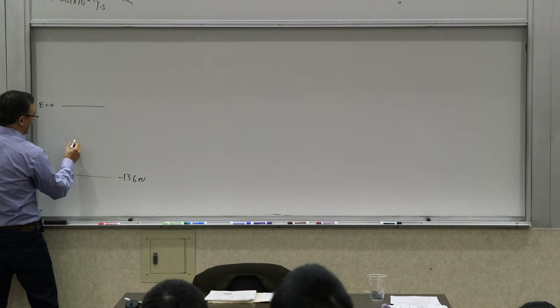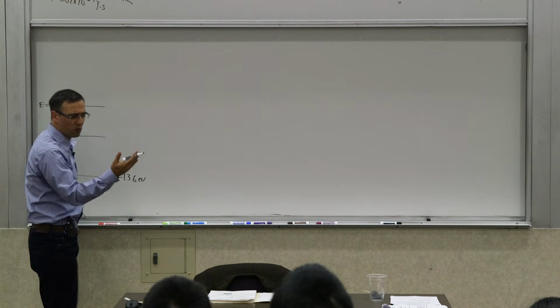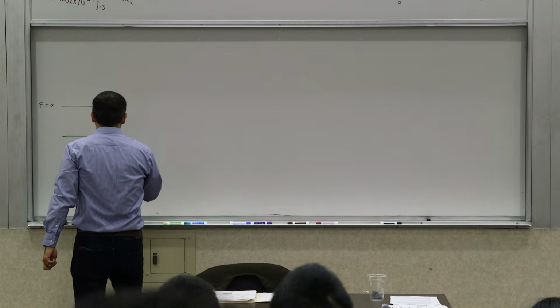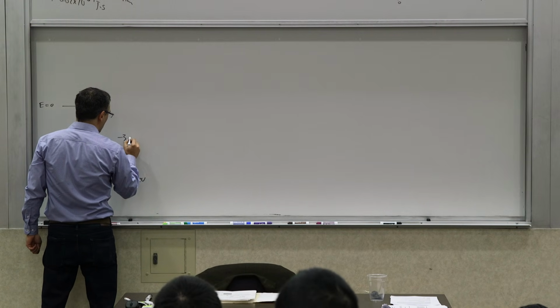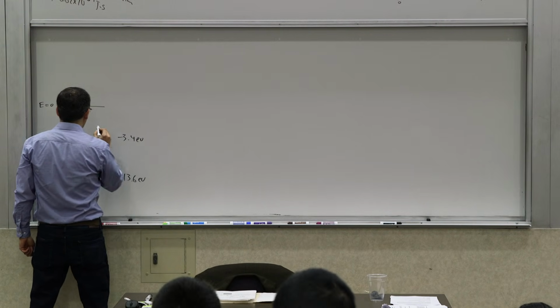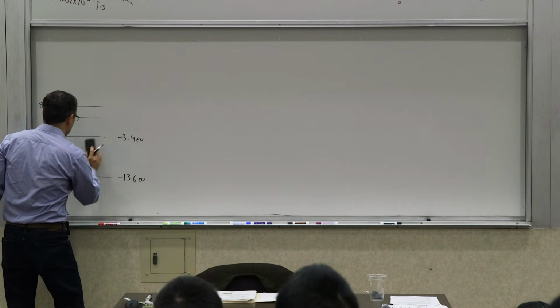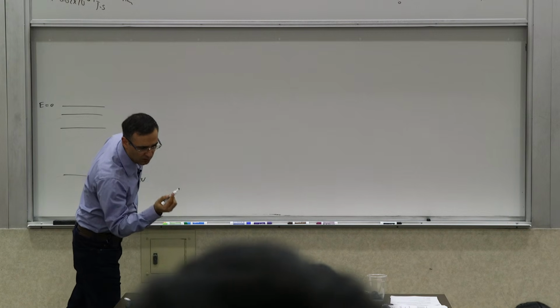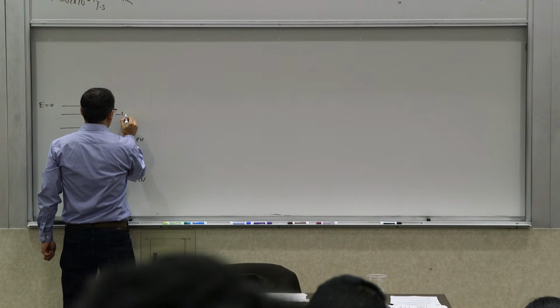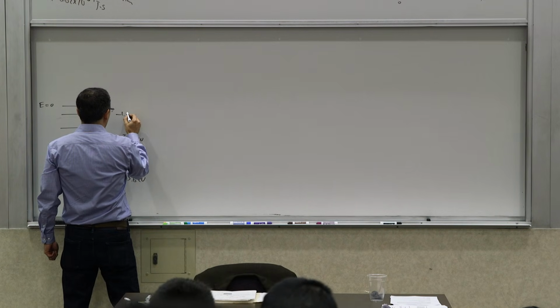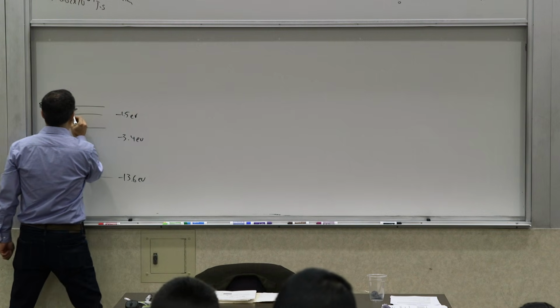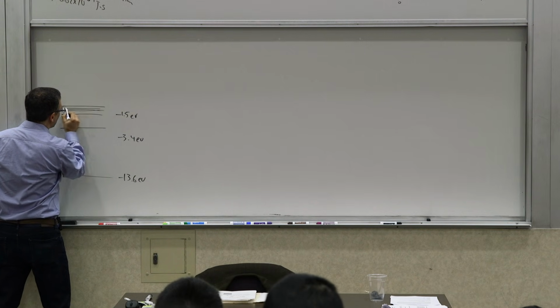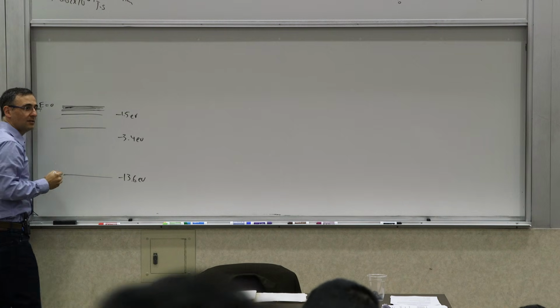And then what's the next one up? I think it's just 3.4. It's just this divided by 4. Negative 3.4 eV. And the next one up is a little higher actually. The next one up is negative 1.5. Again, this thing divided by 9. And then you have another one, and then you have a whole bunch here, right?